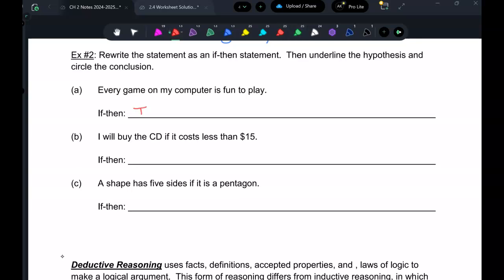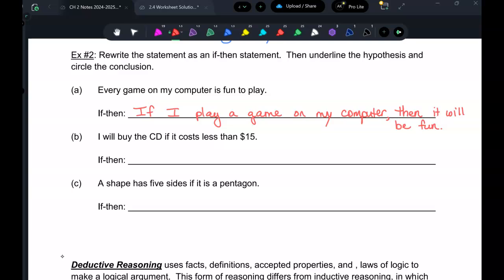All right. If what? We have games on my computer. So Minnie said, if I play a game on my computer. There's slightly different wording that we can use. You could say, if there is a game on my computer, then it is fun to play. But if I play a game on my computer, it will be fun. I thought this was math class, not English.